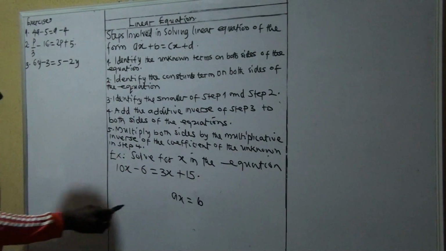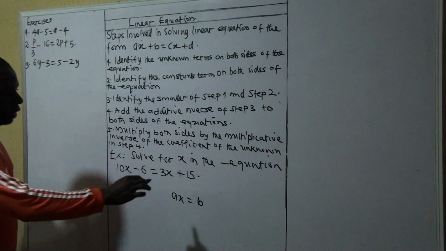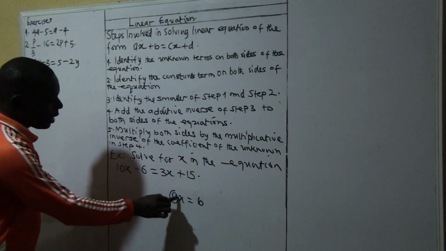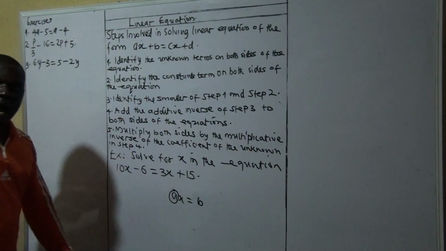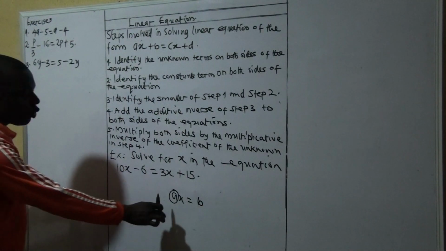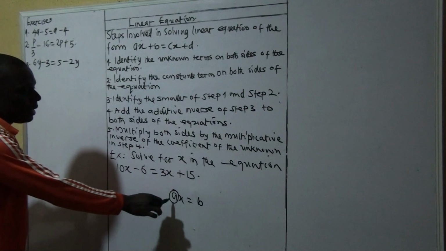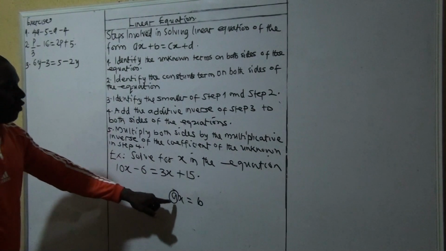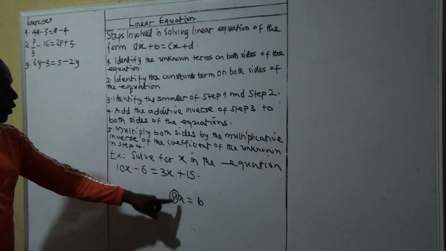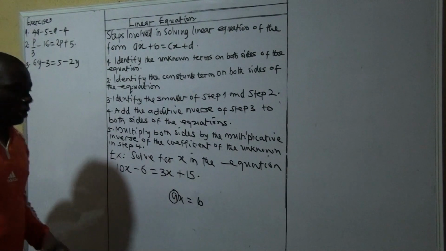Immediately the equation is reduced, identify the coefficient of the unknown. The next thing is for you to multiply both sides by the multiplicative inverse. Multiplicative inverse means 1 over the coefficient of the unknown. You use it to multiply both sides.